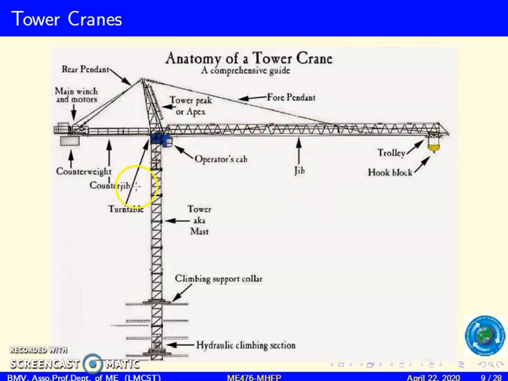This figure shows the parts of the tower crane. The main part is the mast, and here is the foundation. We have the jib here. At the end of the jib, we have the trolley and the hoist arrangement. On this side, we have the counterweight, and then the slewing unit and the cabin. The whole controlling system is here.